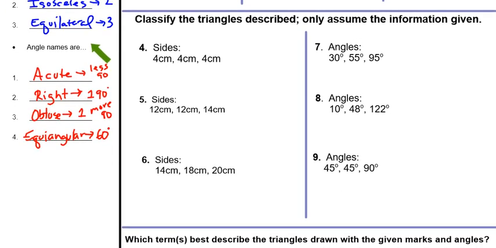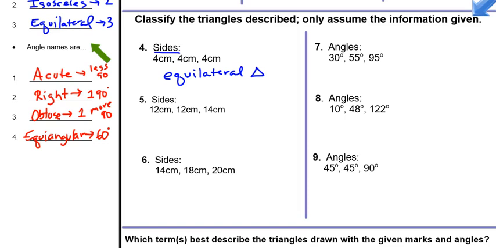Here they want us to classify the triangles described. Only assume the information given. So if we only know what they tell us, then we will name the triangles. So in the first one, they talk about the sides being 4, 4, 4. Since those are all equal sides, we know that that must be an equilateral triangle. That's all that we know, though, because we have 3 equal sides.